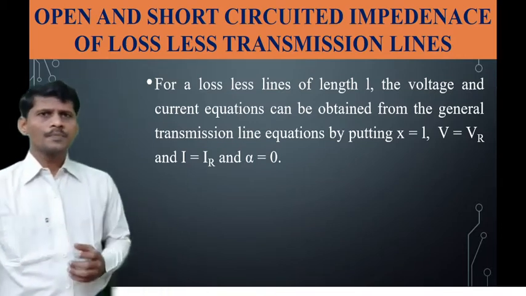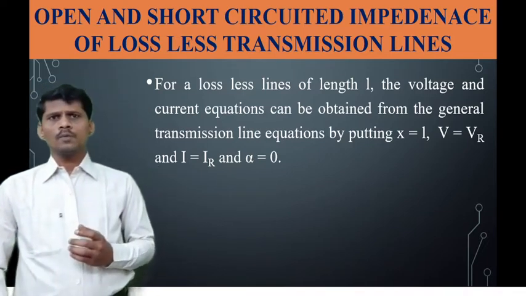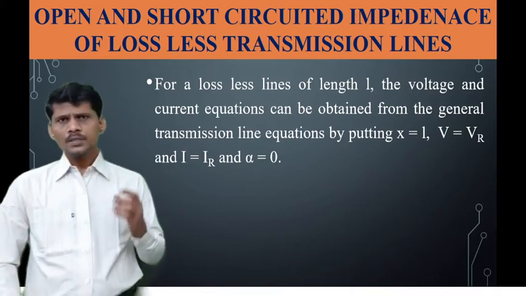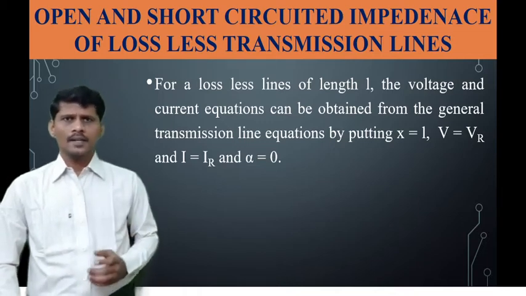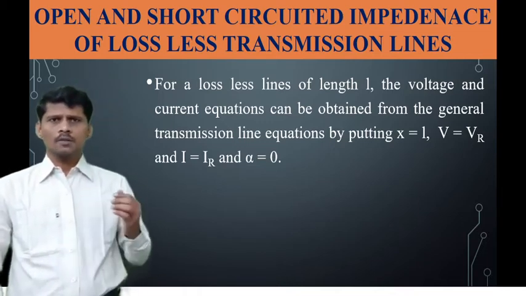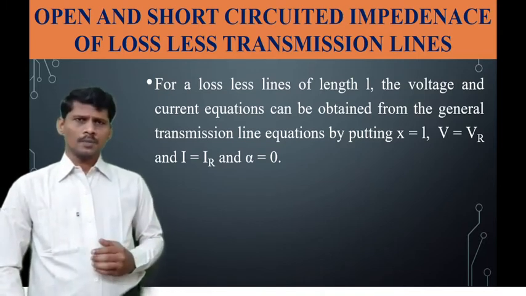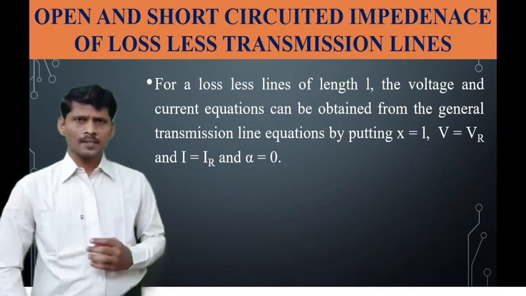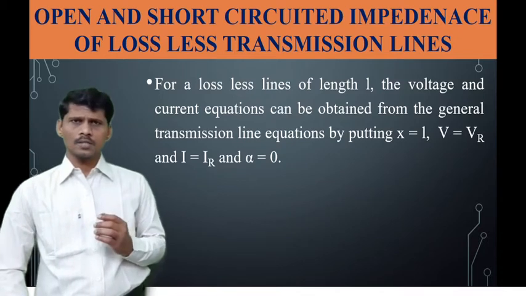What are the basic current and voltage equations of the basic transmission line? Voltage V is equal to Vs cosh PL minus Is Z naught sinh PL, and current I is equal to Is cosh PL minus Vs by Z naught sinh PL. These two are the voltage and current expressions of the basic transmission line. Those equations were already derived in previous classes.